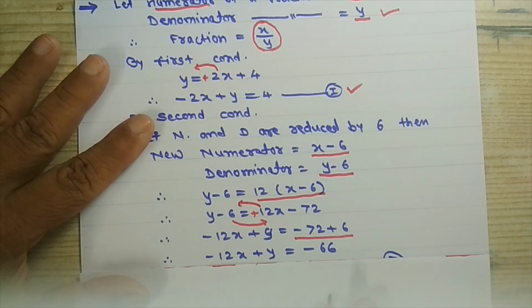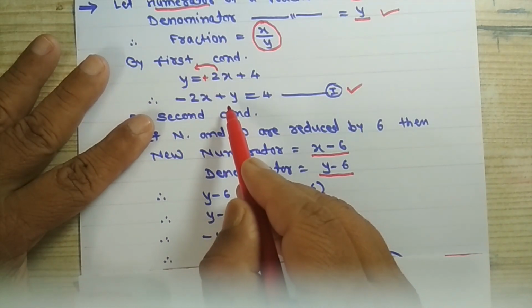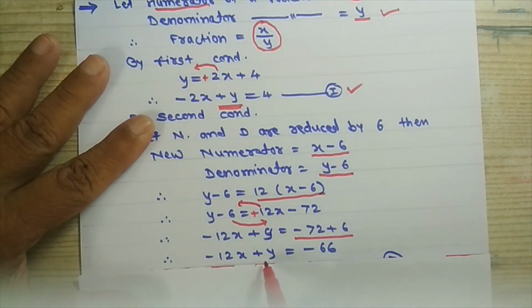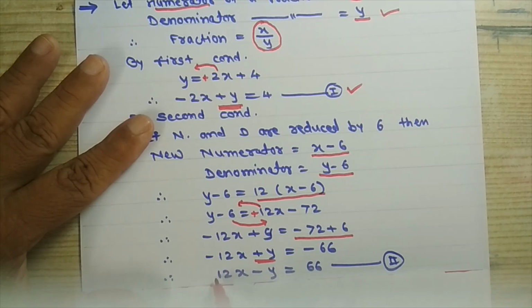Okay, see in the first equation minus 2x plus y is there, and in the second equation also minus 12x plus y. We have to subtract here, or we have to change the signs of these equations. If we change the signs, means we multiply both sides by minus sign, then it becomes like this one: minus into minus plus 12x, minus into plus minus y, and minus into minus plus, means we have to change the signs of that one. 12x minus y is equal to plus 66 is the equation number 2.